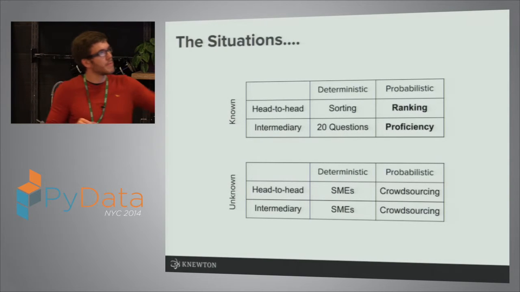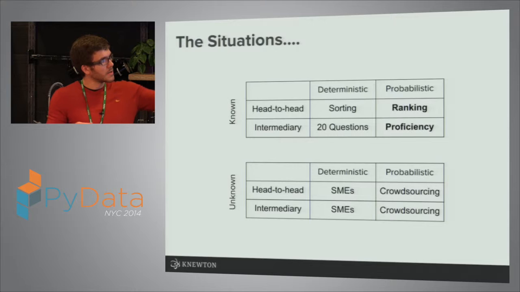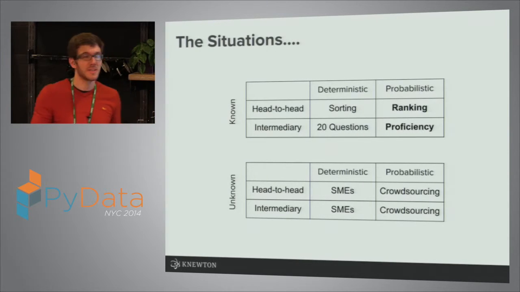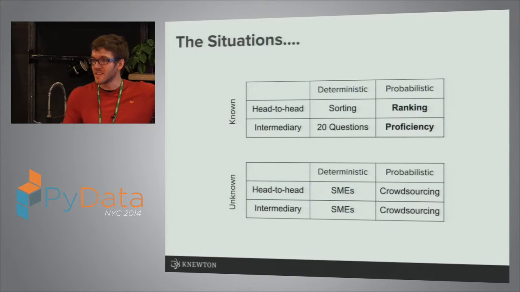But as a matrix, you can think of these things in this way. Deterministic, head-to-head, and known answers is basically sorting. You have a list of a bunch of numbers and you want to sort them. We have great ways to do this. I assume you all know merge sort or something at least close enough to it. If you go via intermediaries, you get to things like 20 questions. I get to ask you questions, is it bigger than a bread box, and you answer them.